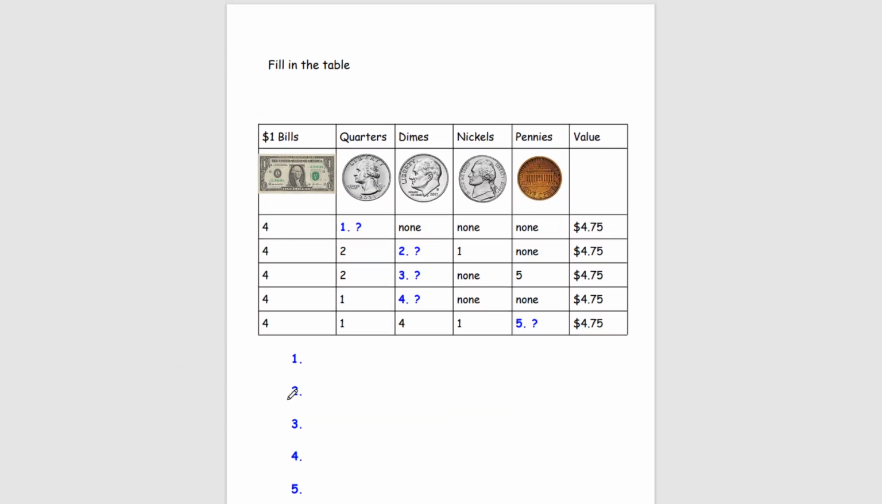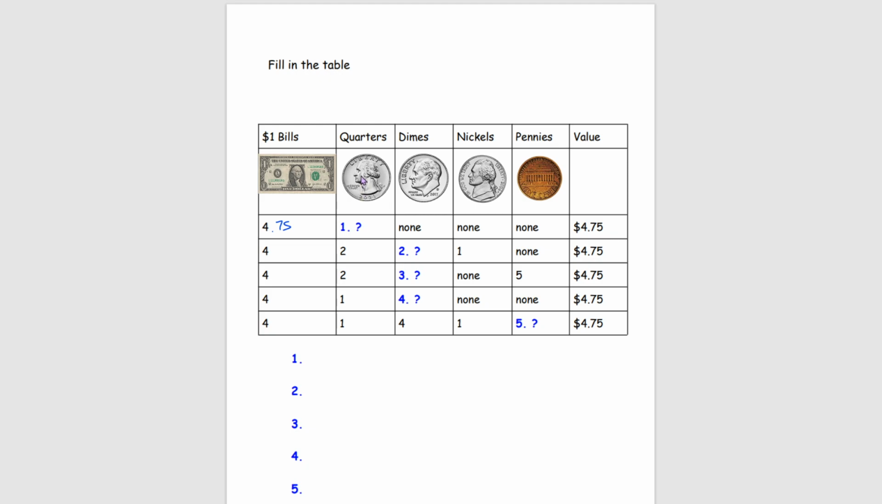Moving on to the next page, we're filling the table. And for this one, we have $1 bills. And for our example here, all of the examples have $4 already in here. And here, it tells us that there are none in specific ones, or some of them have specific values already in them. So looking at this number 1, our value is $4.75, and we already know that there's $4 in here, so we need to get the 0.75.